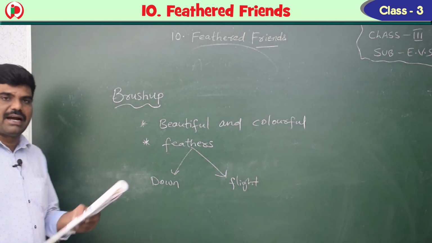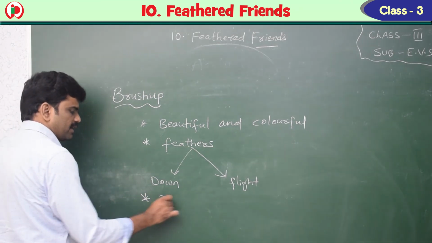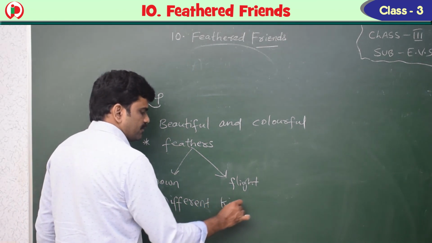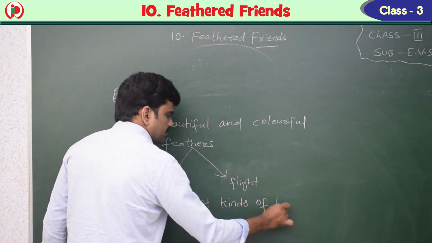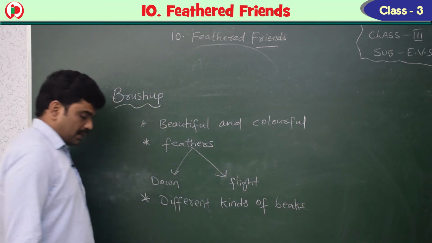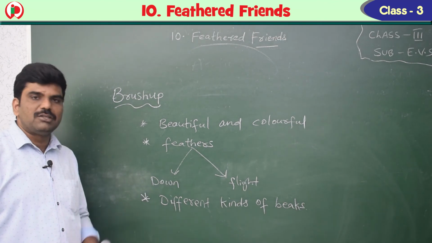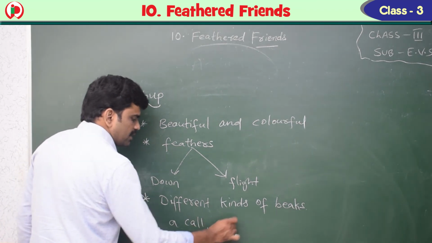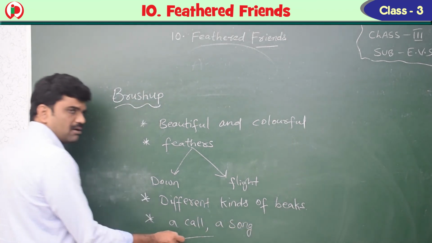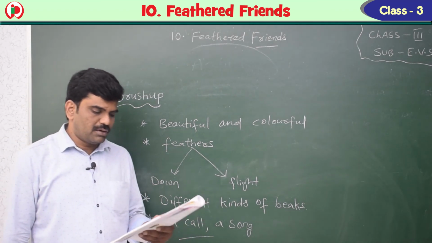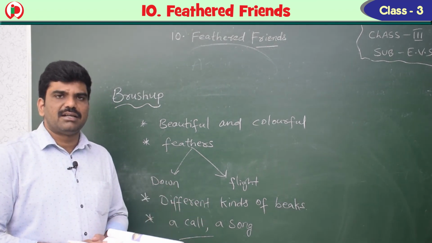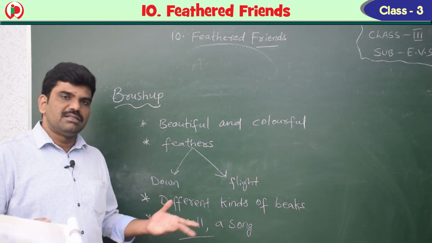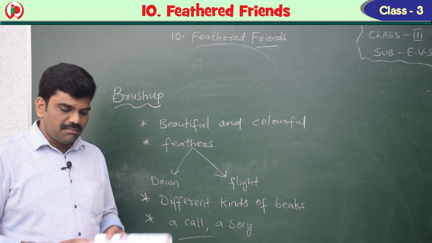Different birds have different kinds of beaks. We have seen different kinds of beaks also. Next one. Birds usually communicate by two sounds. One is a call and second one is a song. Call is a single sound and song is a musical note. Some birds migrate every year to escape cold climate, shortage of food or to reproduce. This is called migration and those birds are called migratory birds.